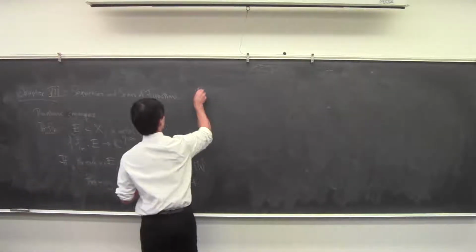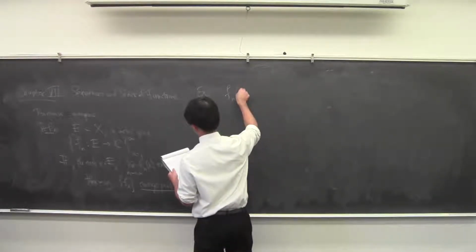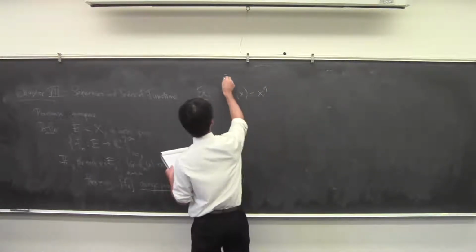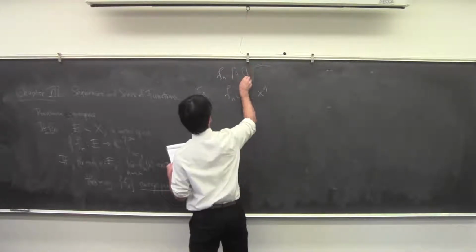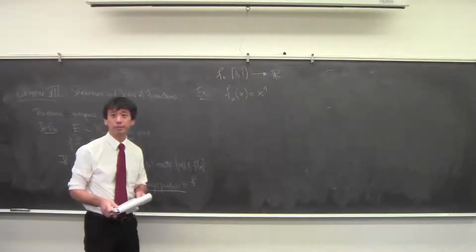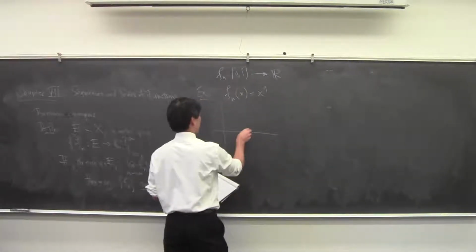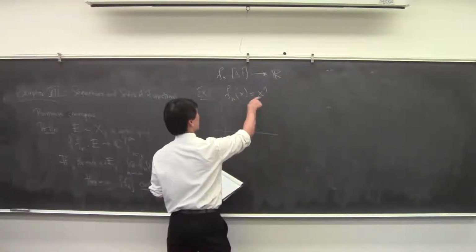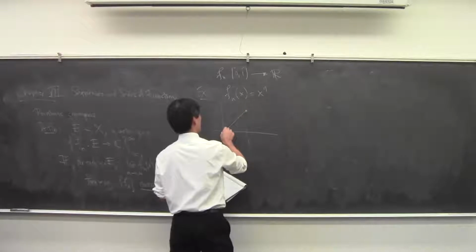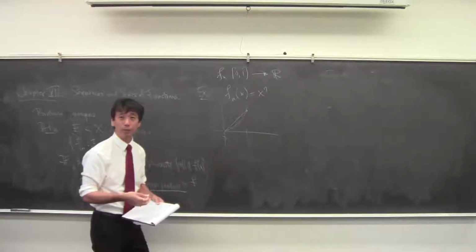Okay, so let me make this concrete. Let f sub n(x) be x to the n. Suppose we are on the interval [0, 1], and we're looking at the functions x to the n. Here's 0, 1. The first guy is going to be x to the 1. The second guy is going to be x squared. The third guy is going to be x cubed. The fourth guy is x to the 4th, and so on and so forth.